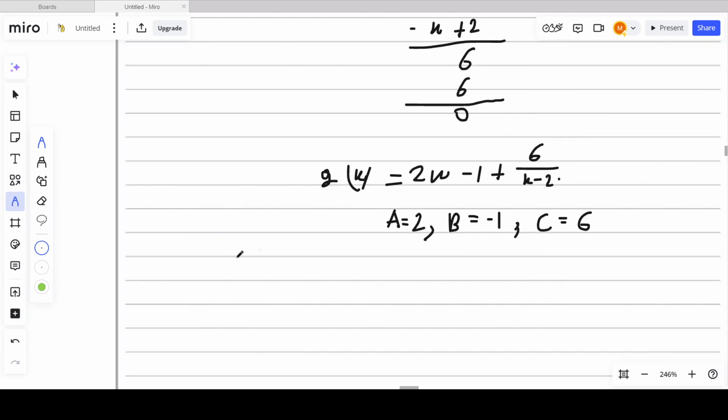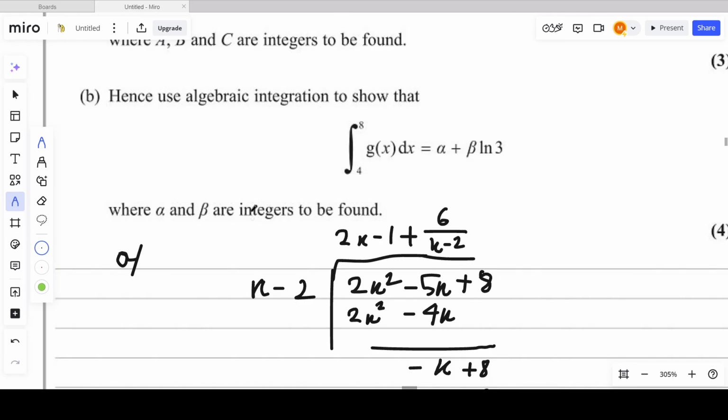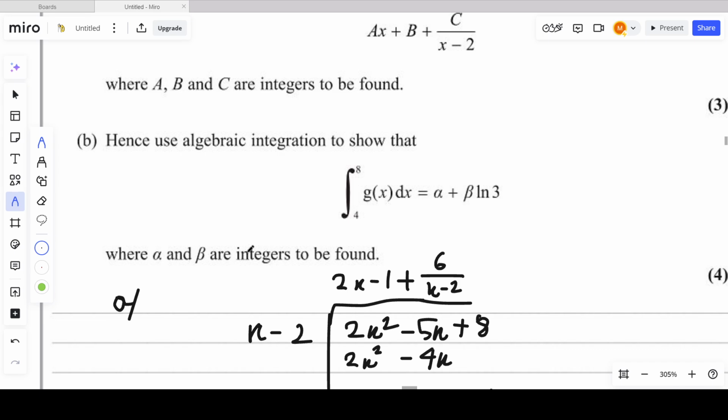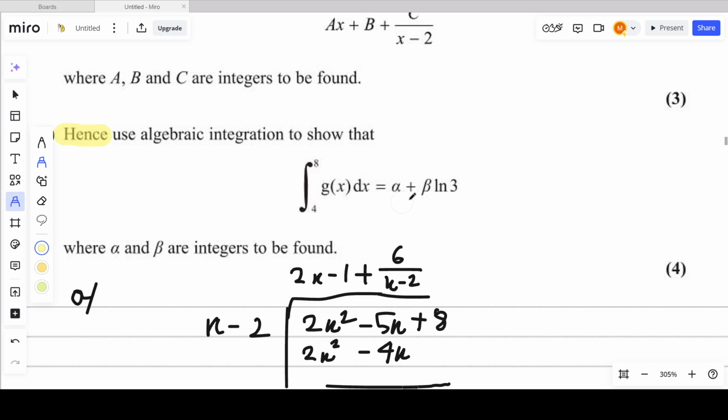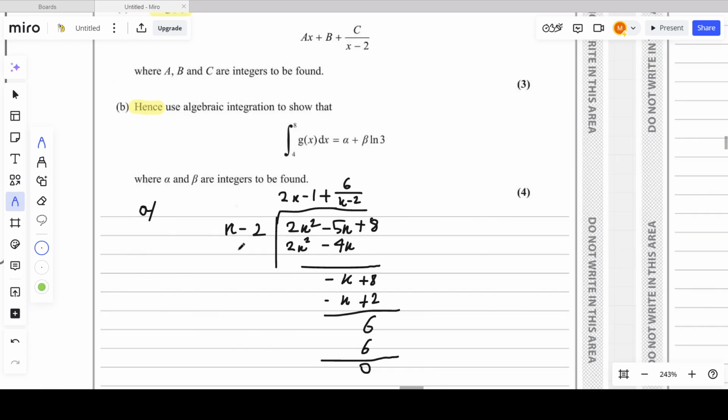Okay, let's see part B from question number 2. As I said earlier, it is from integration, so hence use algebraic integration. That means we need to use our simplified term for g of x from the previous answer, part A, to show that the integration of g of x dx within that fixed interval is alpha plus beta ln 3. So this is just integration. Let's do this. We will integrate.